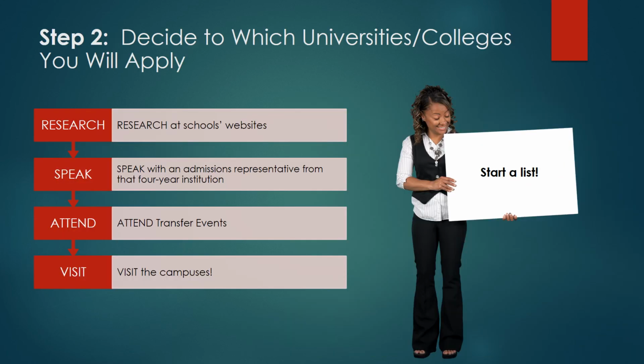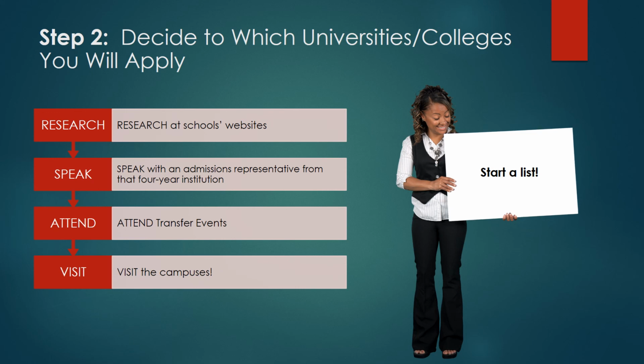Once you've determined that you have the minimum criteria to apply to schools, go to step 2. Decide to which universities and colleges you will apply. You'll be doing research, speaking, attending, and visiting. So start a list with the schools that you want to apply to and research those schools at their websites. Look at the curriculum, look at student activities, take a virtual tour of the campus, and speak with an admissions representative from that four-year institution.